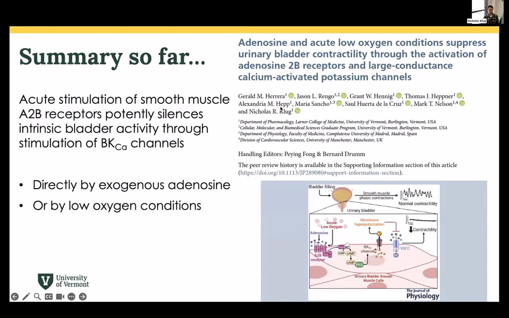All the details of this were recently published in the Journal of Physiology. And so if you want to read more about this whole signaling pathway, that can be found here, and we're quite proud of that work. It was published in October.